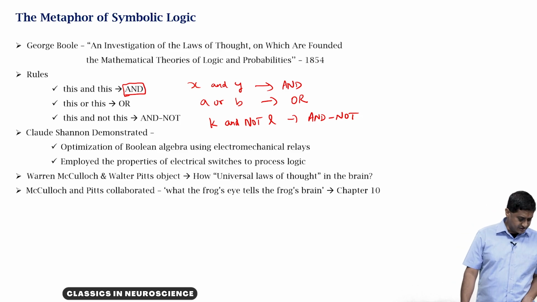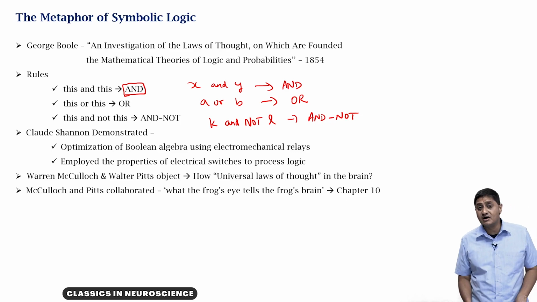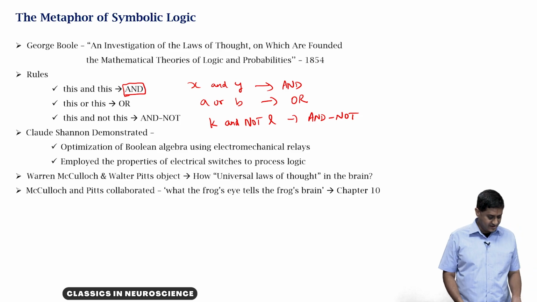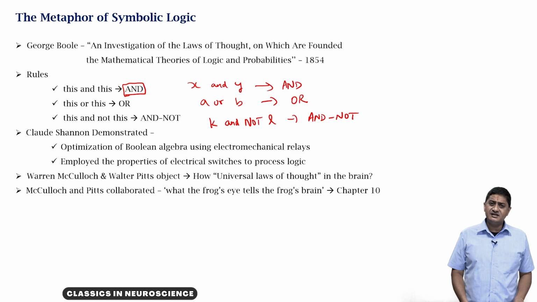Let me read from the text. "No general method for the solution of questions in the theory of probabilities can be established which does not explicitly recognize those universal laws of thought which are the basis of all reasoning." So, even when these were formulated, there was some idea that we could somehow use these to understand the brain.